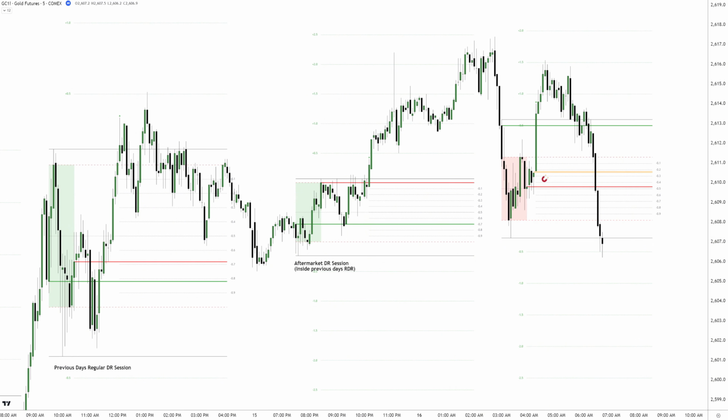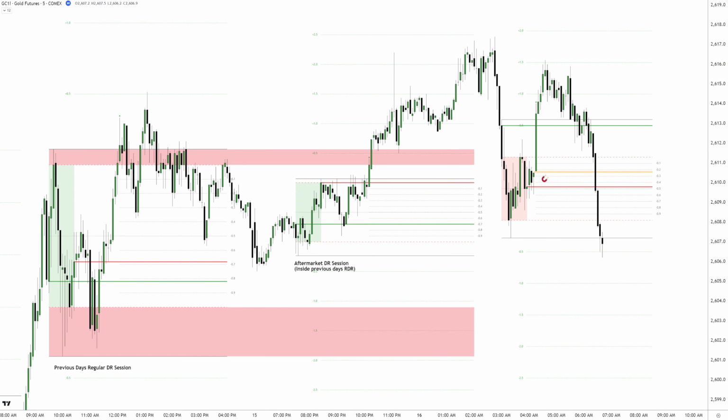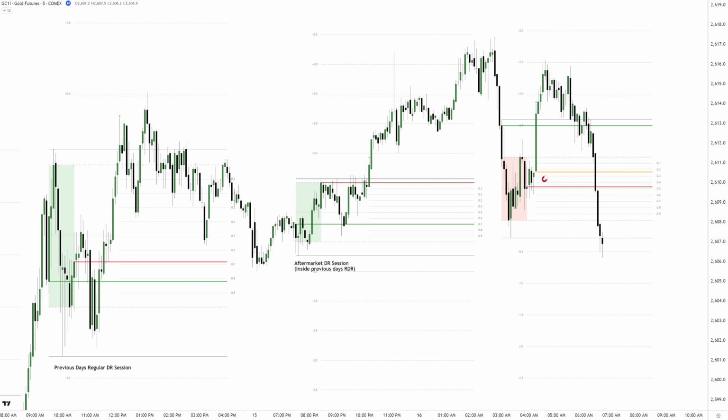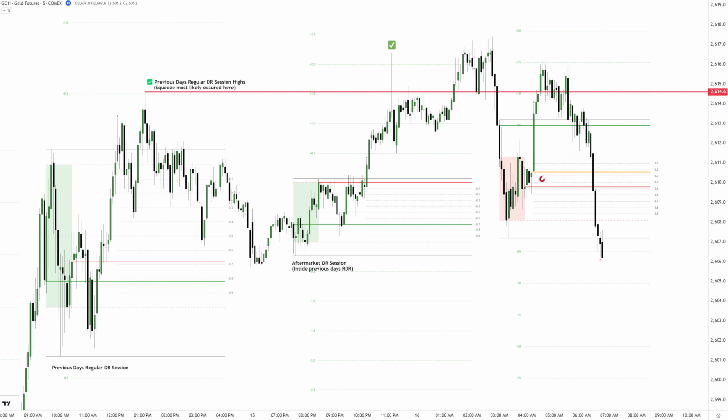So why did this happen? Here's the reason. This DR intraday cycle began with the aftermarket DR session inside the previous day's regular DR session, known as the DR range contraction model. When the ADR took out the previous day's RDR highs, probabilities already decreased for the overnight DR session to keep moving up, as the squeeze to one side had likely happened already.